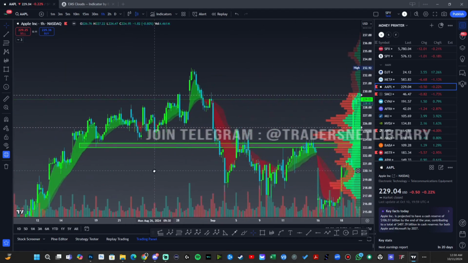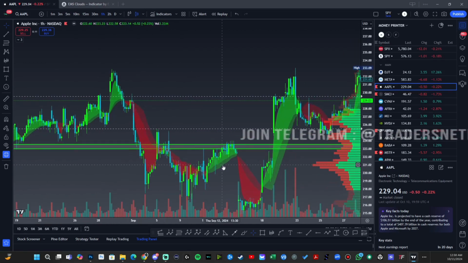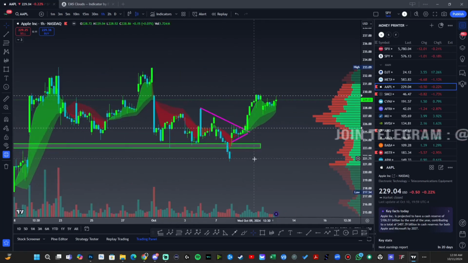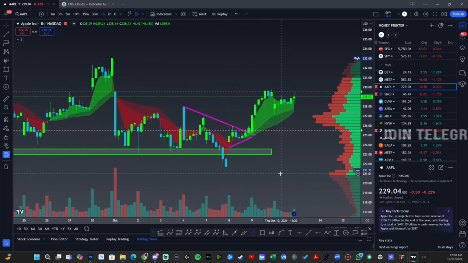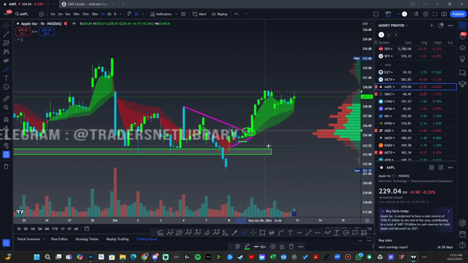If we scroll back, support, support, support, it breaks support again and turns into a resistance. So multiple times this level bounced. And now we're putting in those higher lows, lower highs. The entry point here is as soon as it starts to break out. And the stop loss is always below the most recent low.